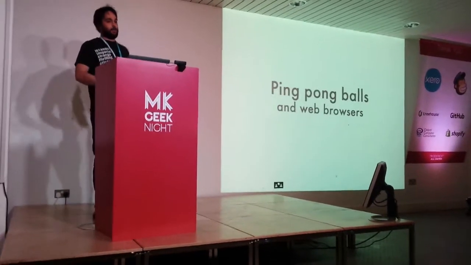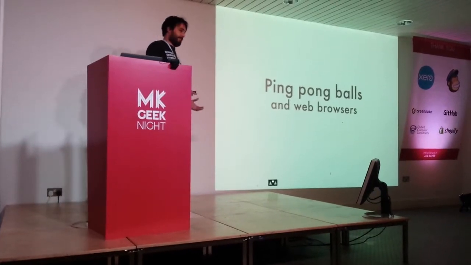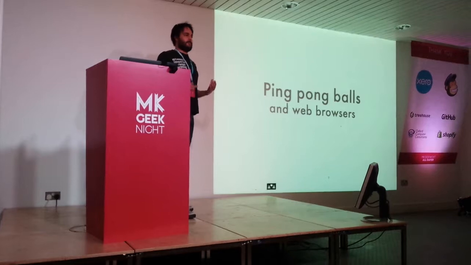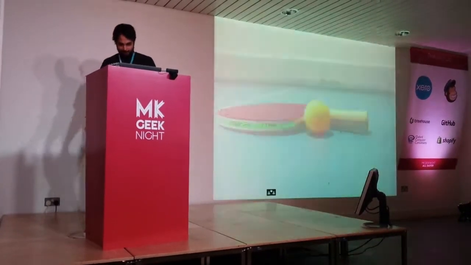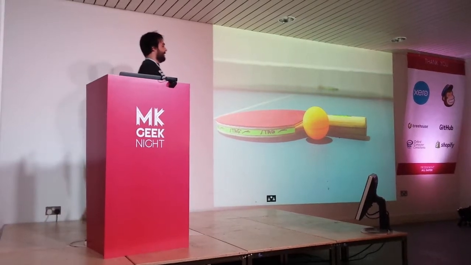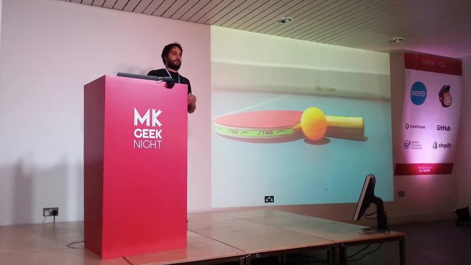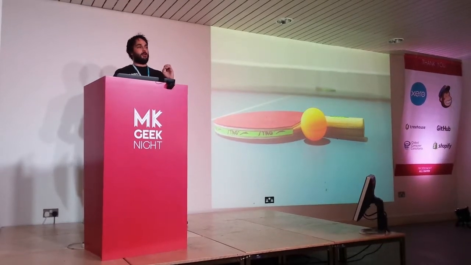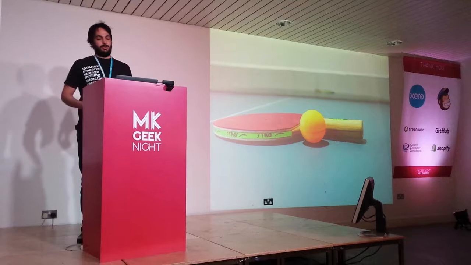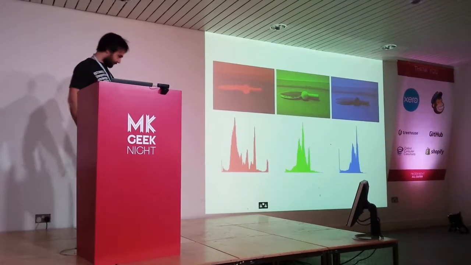So what we're going to talk about is ping pong balls and web browsers, and more specifically using front-end browser technology to do rudimentary image recognition. So here we've got a picture with a ping pong ball in it, and we're going to try and use a browser to pull out the position of that ping pong ball. Our first way of doing that is to split that image into red, green, and blue channels.